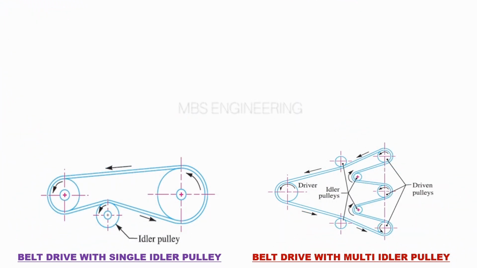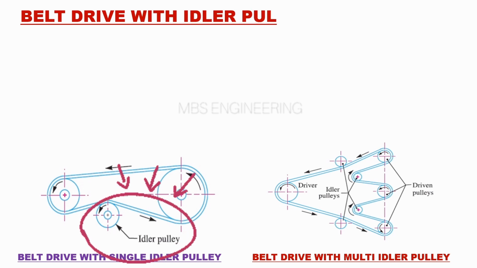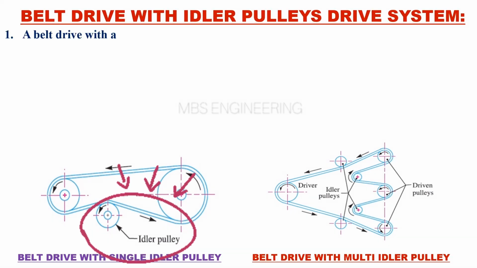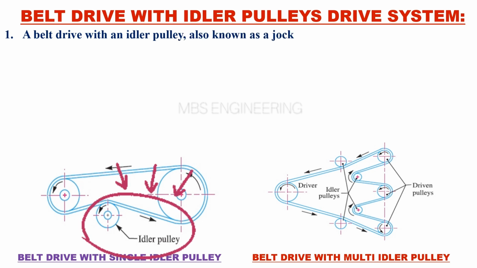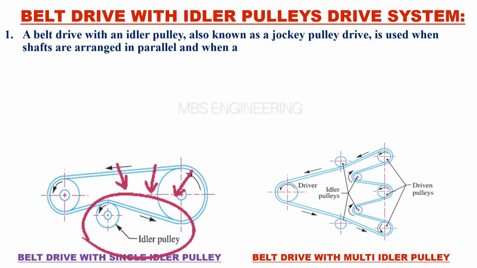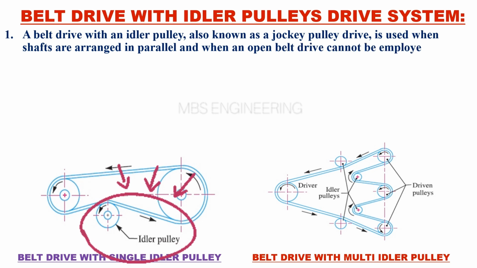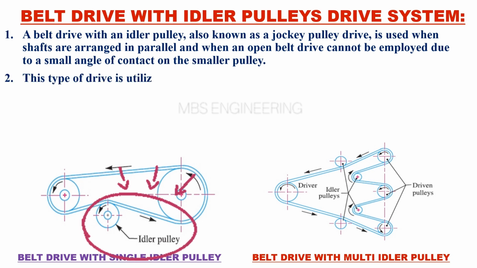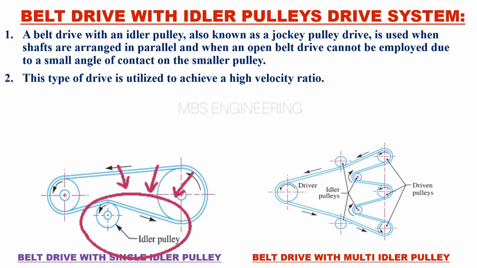Next, we will learn the fourth type, belt drive with idler pulleys. A belt drive with an idler pulley, also known as a jockey pulley drive, is used when shafts are arranged in parallel and when an open belt drive cannot be employed due to a small angle of contact on the smaller pulley. This type of drive is utilized to achieve a high velocity ratio.